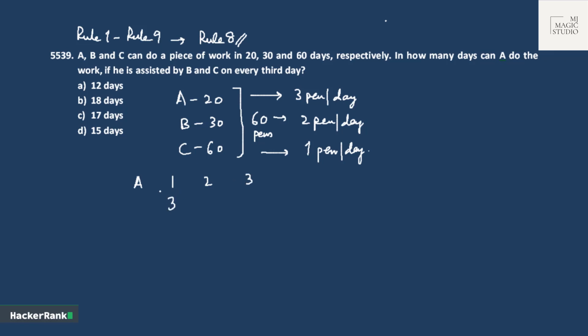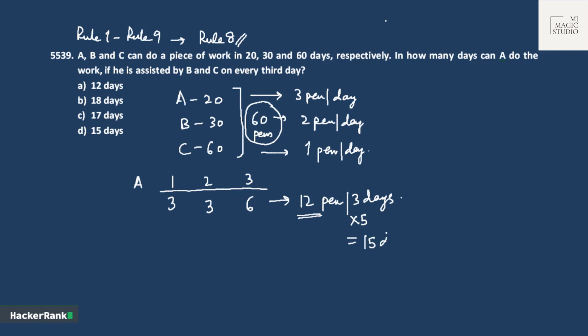On day 1, 3 units are manufactured. We need to produce 60 pens. On day 2, again 3 units are produced. On day 3, 3 plus 2 plus 1, that is 6 units are produced. 12 pens are produced in every 3 days. We need to produce 60 pens. We need 5 of such groups. 3 into 5 is 15 days. In 15 days exactly, the work would be completed. Option D is the pick.